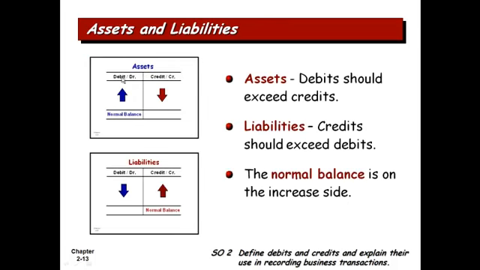So in review, assets and liabilities. Normal balance of an asset is a debit. A credit decreases assets. Assets, debits should exceed credits. So that's the normal balance. Liabilities, credits should exceed debits. Again, normal balance. Normal balance is on the side of the increase.